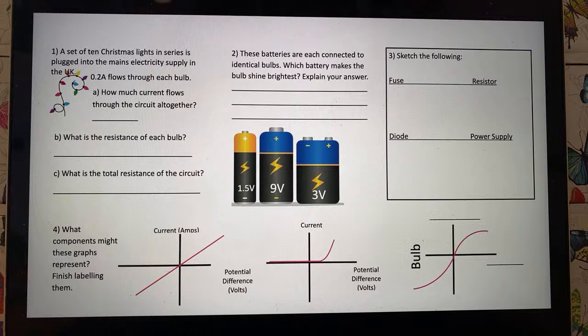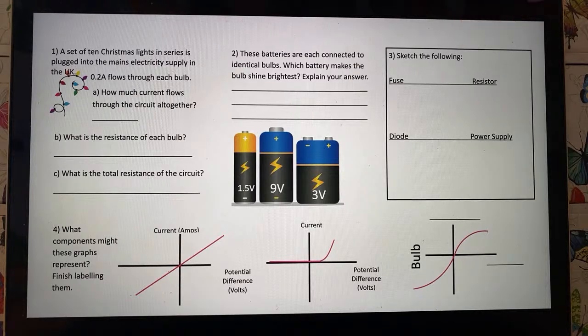And number 2, you've got 3 batteries. They're each connected to identical bulbs. Which battery makes the bulb shine brightest? And can you explain your answer? So you've got quite a slender battery, which is 1.5 volts. A medium-sized battery, which is 9 volts. And you've got a very big, wide battery, which is 3 volts. Which one of those is going to light a bulb the brightest, and why?